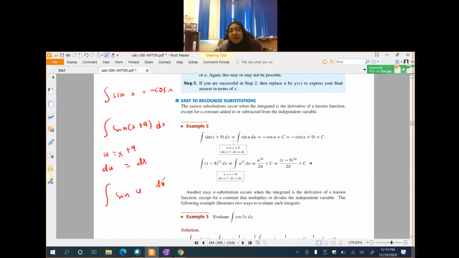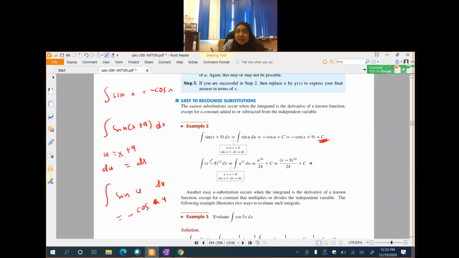So you integrate sine u with respect to u, it will give you negative cos u. Okay, because you integrate with respect to u, and you cannot stop there. You have to change everything to the variable x. Okay, so it will give you negative cos of x plus 9, and then this is the indefinite integration, so that's why you have to add plus c. Okay, so that's it.